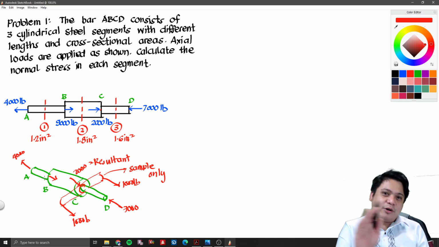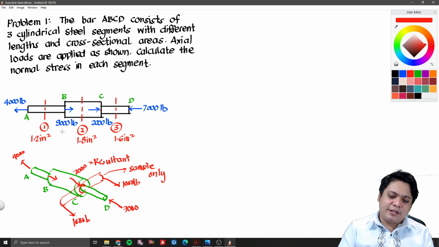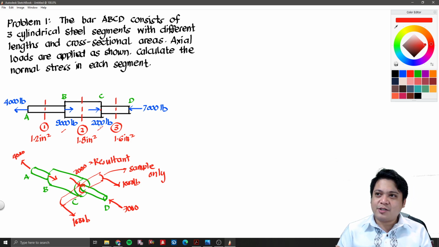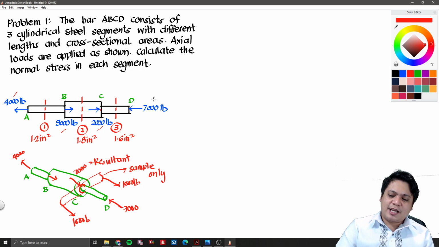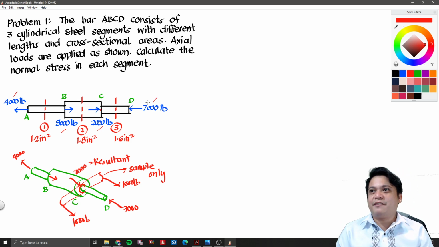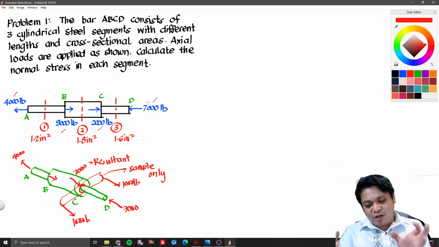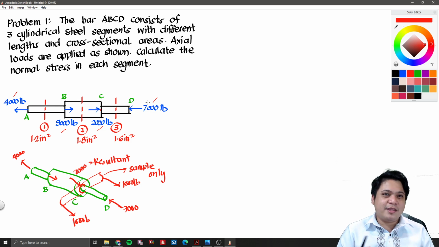Bilangin mo lahat ng forces ng pakanan. So, you have 9,000 and then 2,000. So, that's around 11,000 pounds. Lahat naman ng pakaliwa. So, you have 4,000 and then 7,000. So, that's around 11,000. Kapag equal silang dalawa, so ibig sabihin, this is solvable.